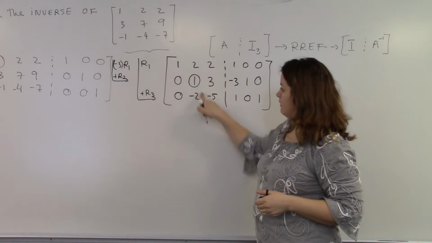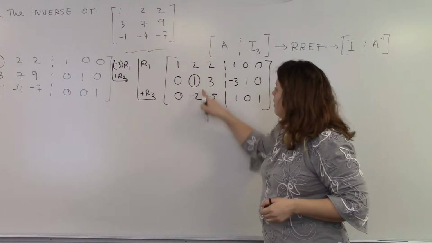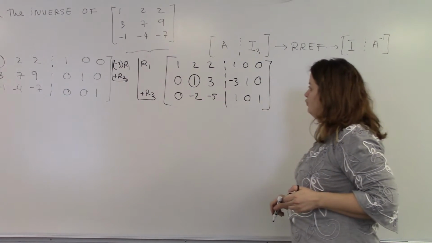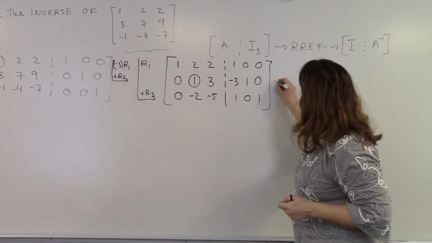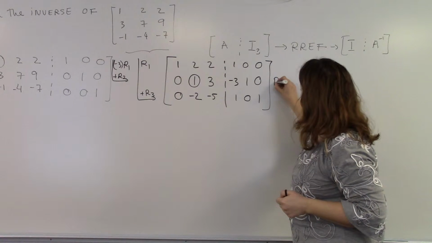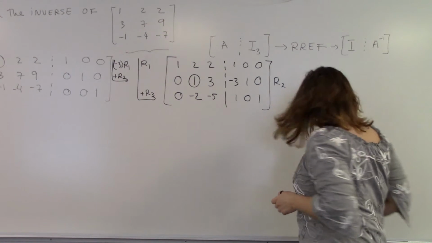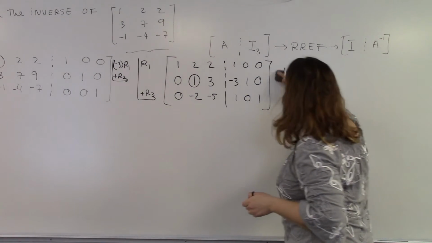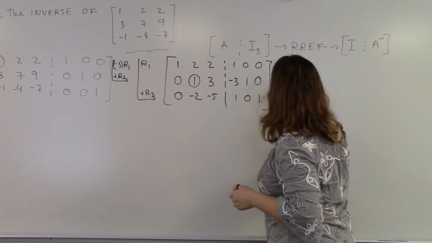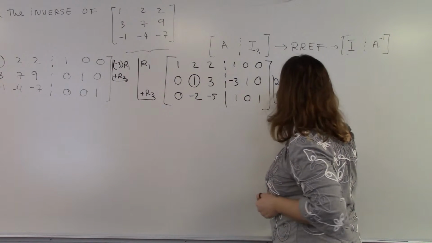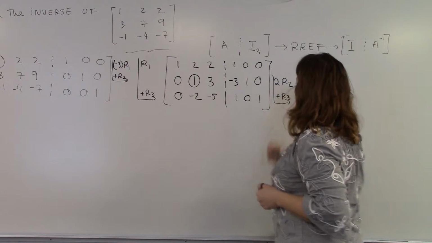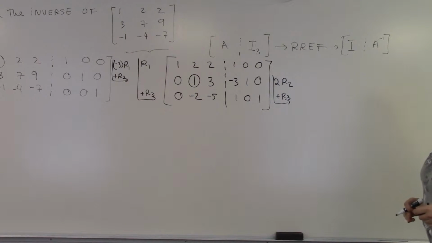Next, our goal would be to make a 1 in the A22 entry, and the next goal would be to make zeros below that entry. So in order to turn that -2 into a 0, we will have to do 2 times row 2, and we're going to add that to row 3.